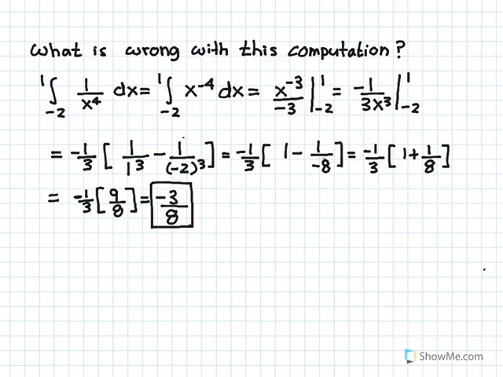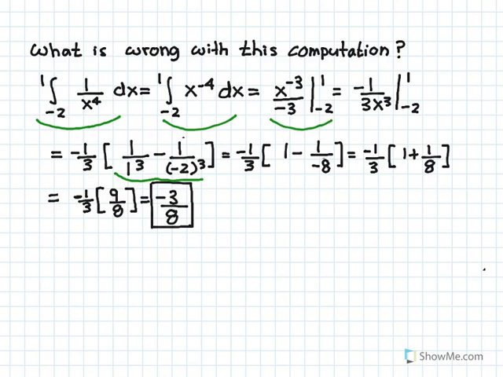Here we have some computation, and we want to know why this is a wrong computation. So we have the integral from negative 2 to 1 of 1 over x to the 4th dx, and we rewrite this as the integral of x to the minus 4 dx. Reversing the power rule gives us x to the minus 3 divided by minus 3, evaluated from minus 2 to 1. So now putting the limits in, we get negative 1/3 times 1 over 1 cubed minus 1 over minus 2 cubed. When it's all simplified, we get negative 3 over 8. Why is this the wrong answer?